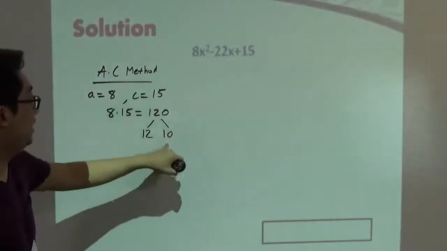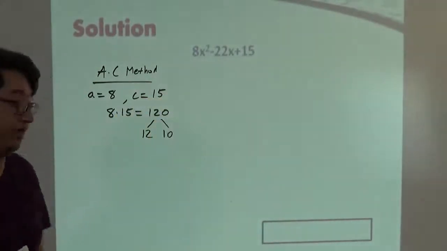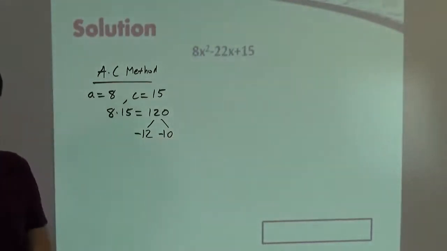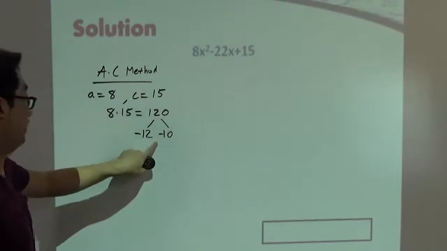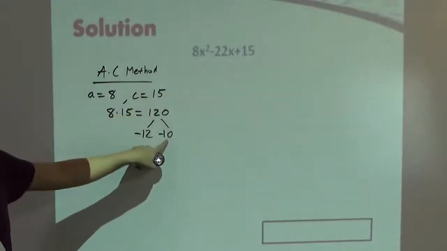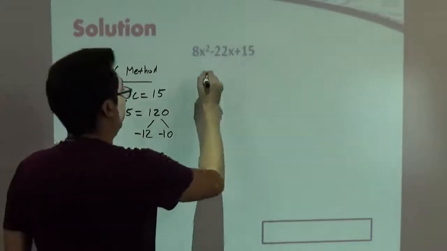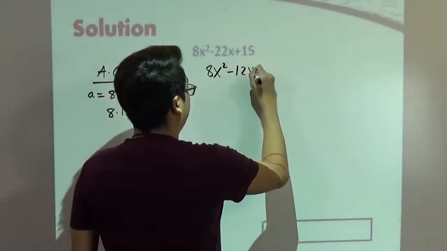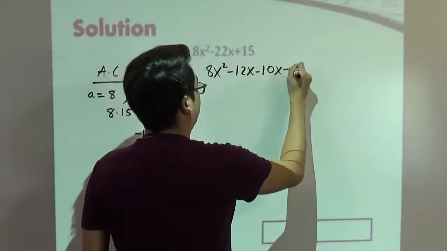And if you notice 12 and 10, they can be combined to get you a -22. They can do that by having them both be negatives. So now that we've found factors, we replace the negative 22x with negative 12x minus 10x. That's right over here. 8x squared, replace it as negative 12x minus 10x plus 15.